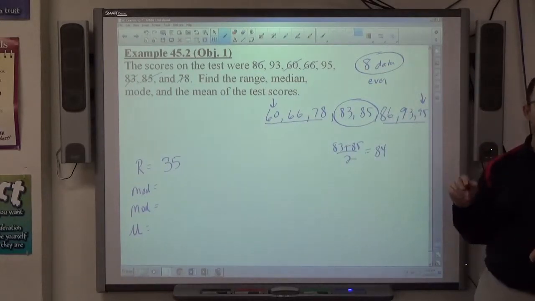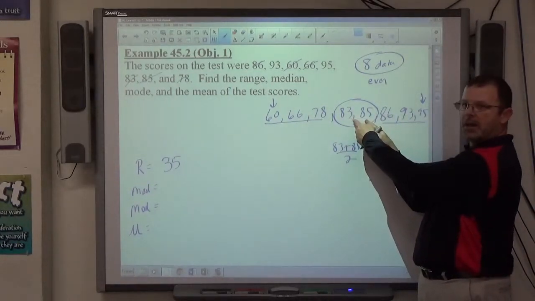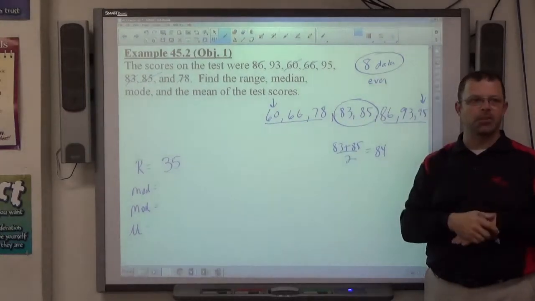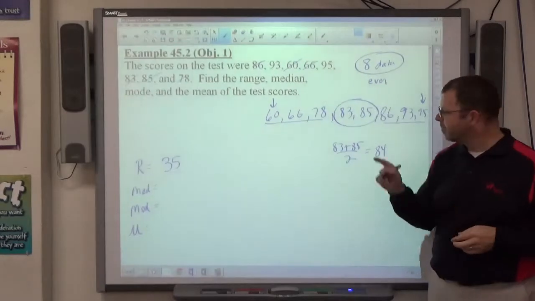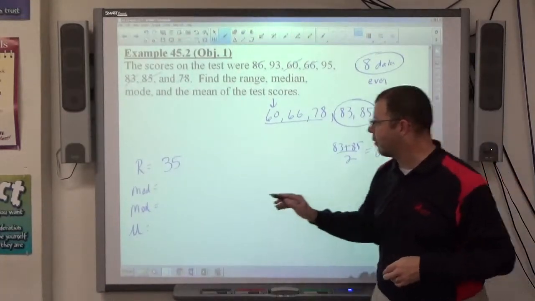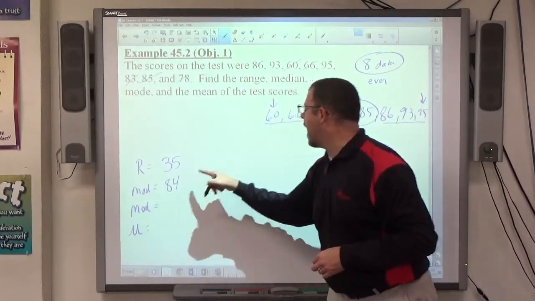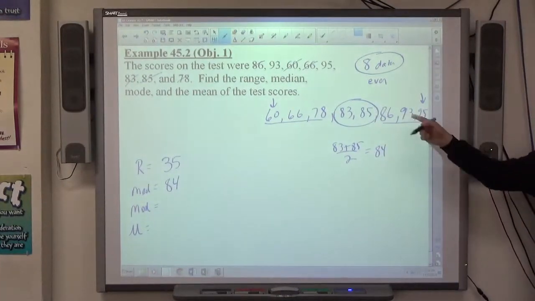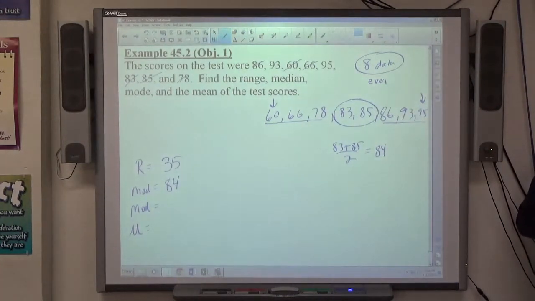The easy way to average two numbers, if they're both odd, it's halfway between, both even, halfway between. Even if there's one odd and one even, they're halfway between, but it's going to be a 0.5 in that situation. But halfway between 83 and 85 is 84. Notice the median does not have to belong to the set. Right? 84 is not in the list, but 84 is still the median. It doesn't have to belong. It just has to be what it is.